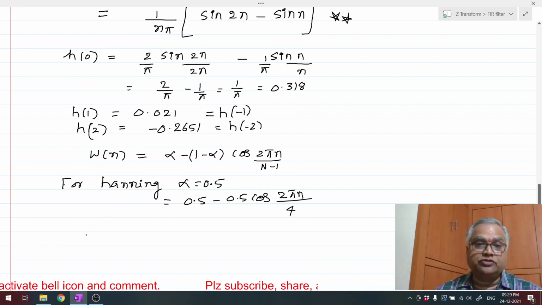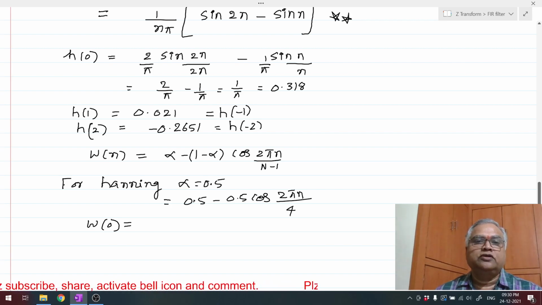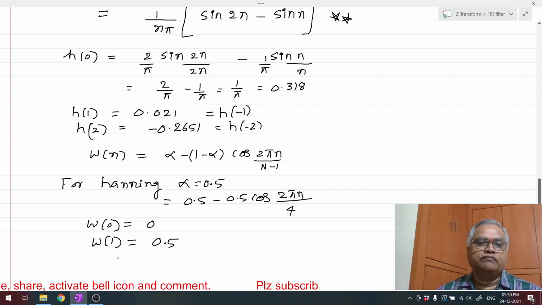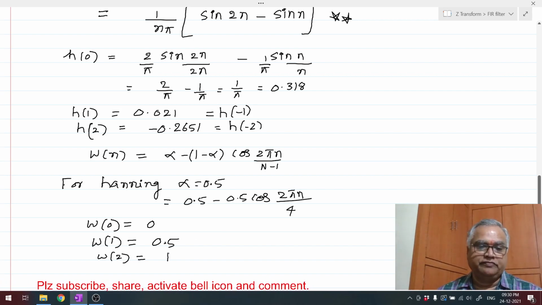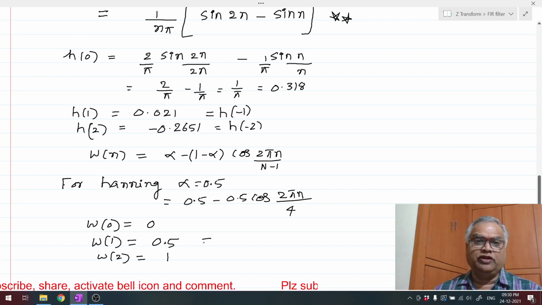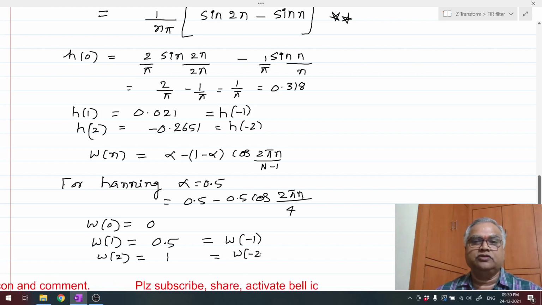Now find out the window values. W of 0 is how much? Cos 0 is 1, 0.5 minus 0.5 is 0. W of 1: it is pi by 2, cos 90 is 0, so you get 0.5. Then W of 2: here cos 180, so 0.5 plus 0.5 is 1. W of minus 1 is anyway the same as that.